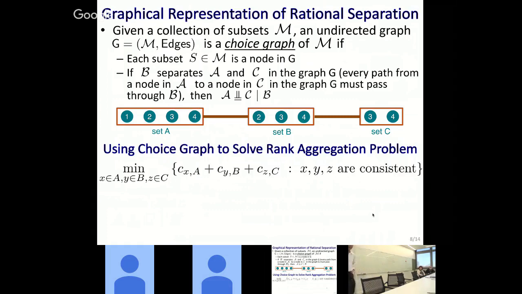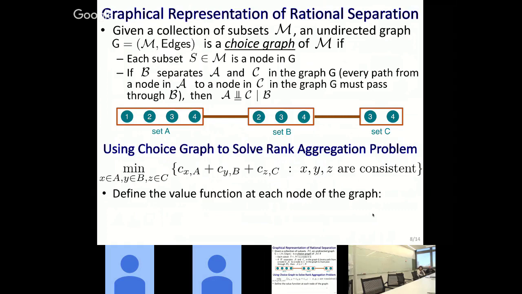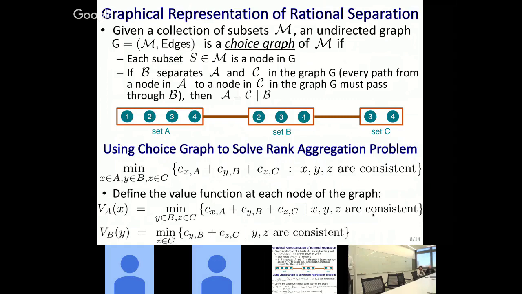So again, here's the rank aggregation problem that we want to solve. And then we have a line graph. A natural thing to do at this point is to set up some sort of dynamic programming. So you set up a value function at each node in the choice graph. A node here is now a set. So a value function defined for every element in that set is simply the natural objective. And when we do this, we define a value function at the node B. And now all we need to do is to show that there's a way to link the value function at node A with the value function at node B.